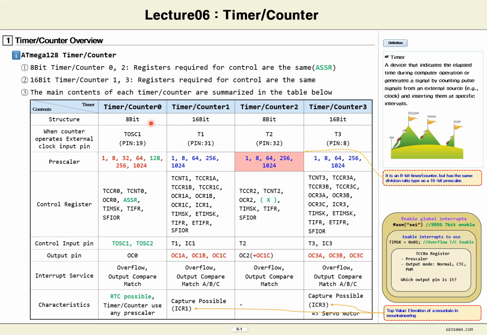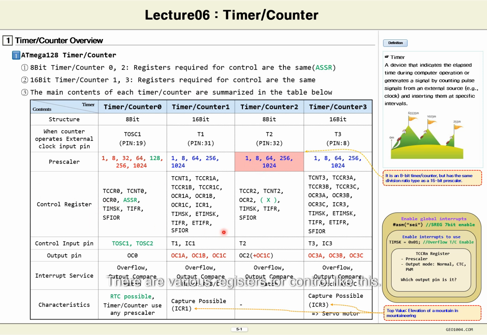The prescaler provides a full prescaler with only the timer counter 0. As you can see, there are 1, 8, 32, 62, 64, 128, 256, 1024. Timer counter 2 will be 1, 8, 64, 256, 1024, like timer counters 1 and 3. So, please understand that timer counter 2 is an 8-bit timer counter, but it has the same type of prescaler as the 16-bit timer counters.